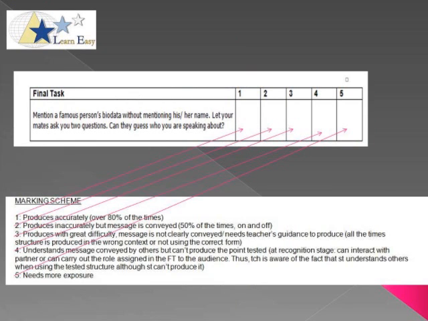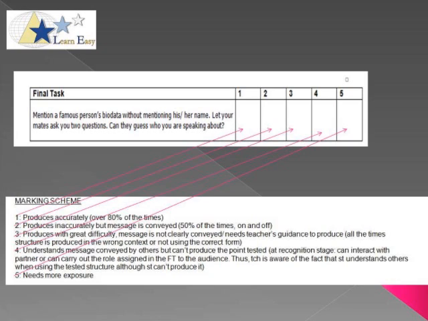Let me show you the first table. This first table is related to the final task in general. Here, we assess whether the task has been achieved. If we put a cross in number 1, we mean that the student produces accurately. In number 2, we mean that the student produces inaccurately but the message is conveyed.